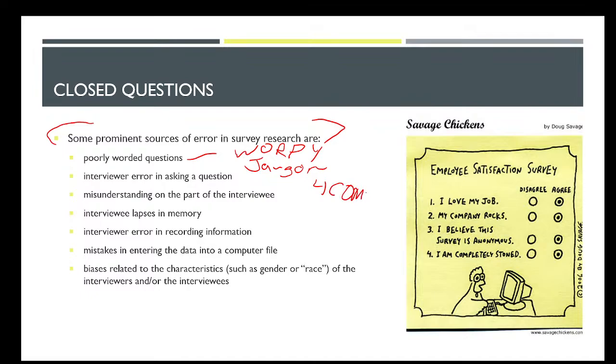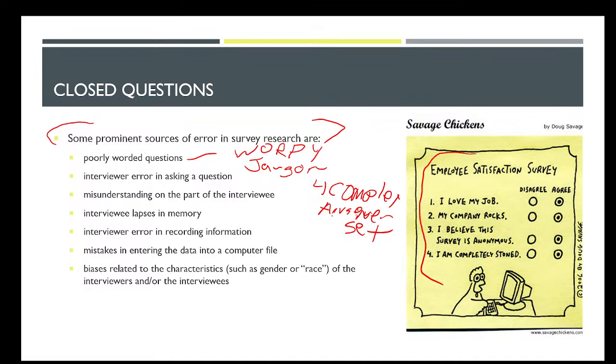Complex answer sets are another one. If each option on your multiple choice is like 3 sentences long, complex answer sets can be a problem. Biased questions, right? So my employee satisfaction survey over here, they're pretty biased questions, right? My company rocks. All this stuff. So all of those things can be kind of problems.